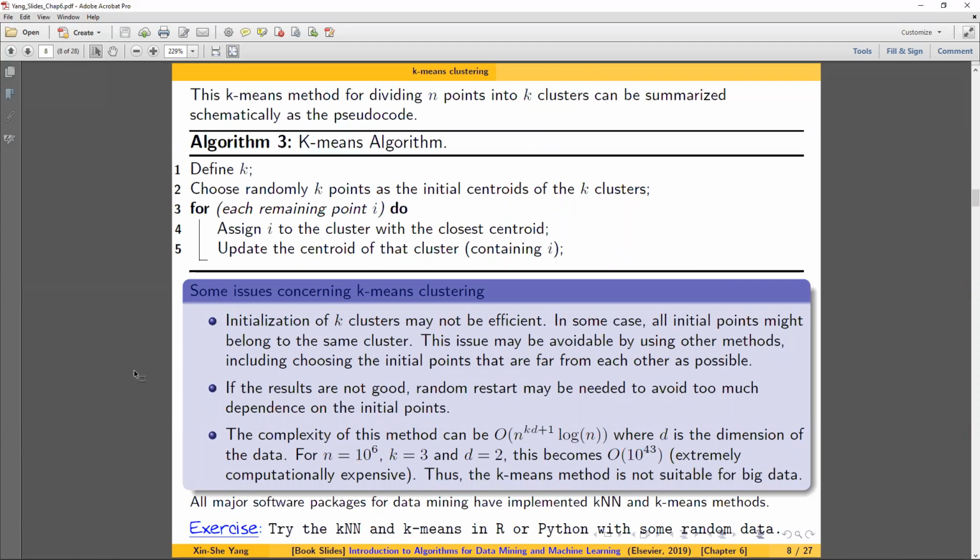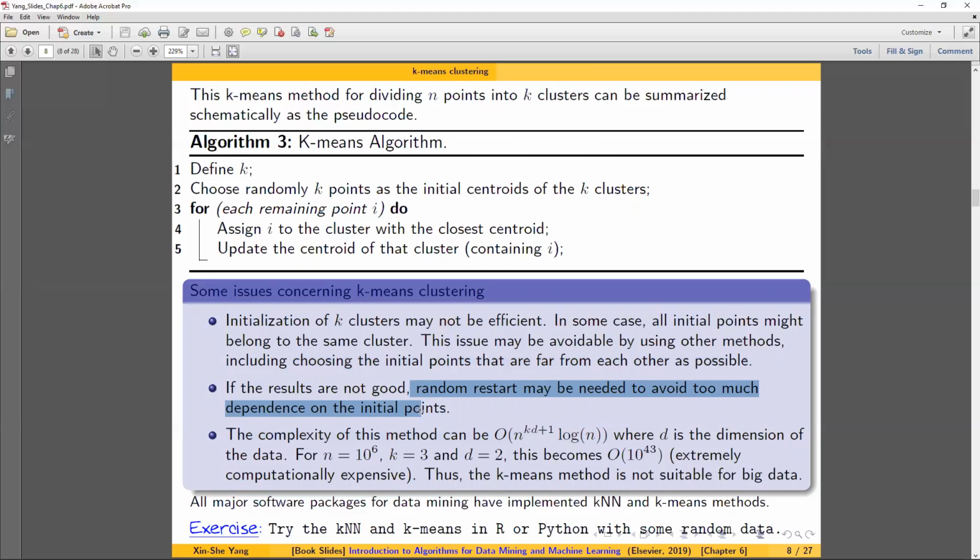Just some issues that you should be aware of. Initialization of K clusters may not be efficient. In order to avoid problems, usually you want to choose the initial points as far from each other as possible. And then the results sometimes are not good. Random start may be needed to avoid too much dependence on the initial points.